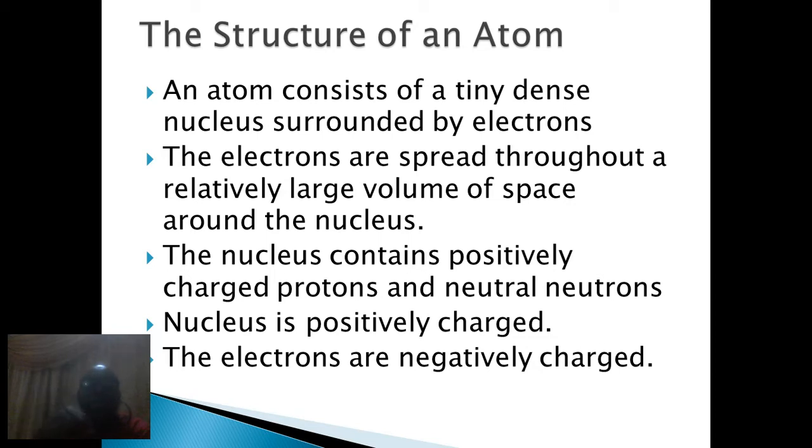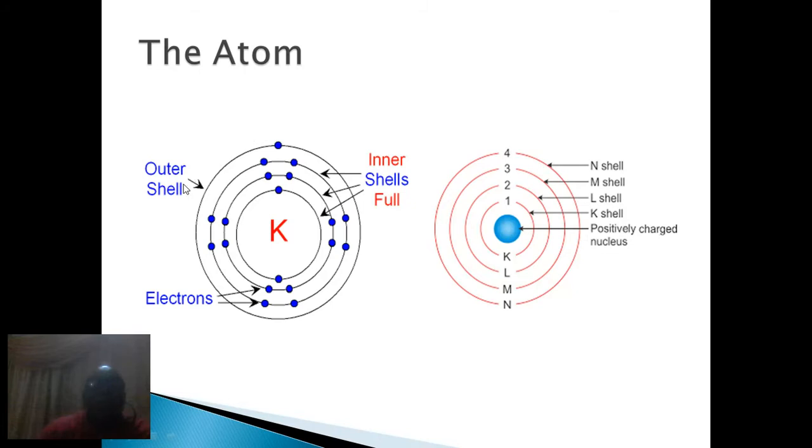The nucleus contains positively charged protons and neutral neutrons, while the electrons revolve around the nucleus. While the nucleus is positively charged, electrons are negatively charged. The nucleus is positively charged because of the presence of the protons, which are positively charged, and the electrons are negatively charged. As you can see here, the structure of an atom is depicted.